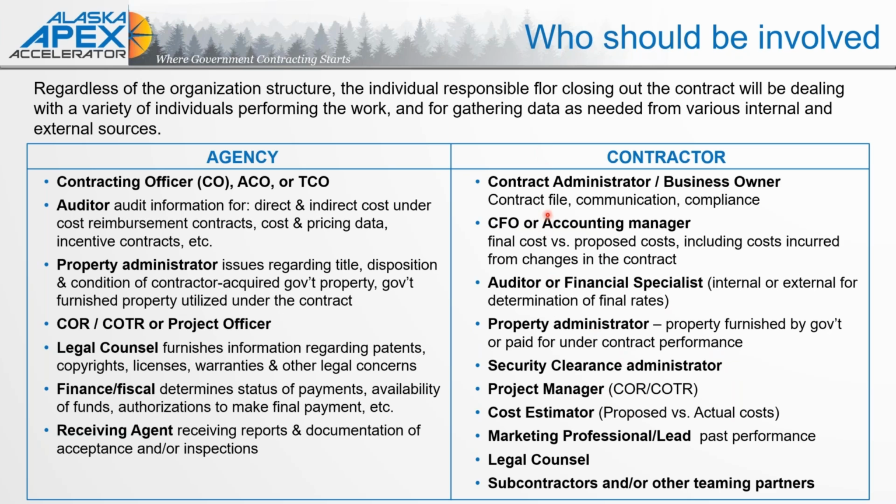So you can see listed here, of course, the contract administrator, the CFO, auditor, property administrator, security clearance administrator, if that was applicable, and project manager, because that's who's going to have the day-to-day relationship with your contracting officer representative or contracting officer technical representative. Also the cost estimator, marketing professional for past performance, legal counsel, and of course your subcontractors and any other teaming departments, because you might need documentation from them as well.